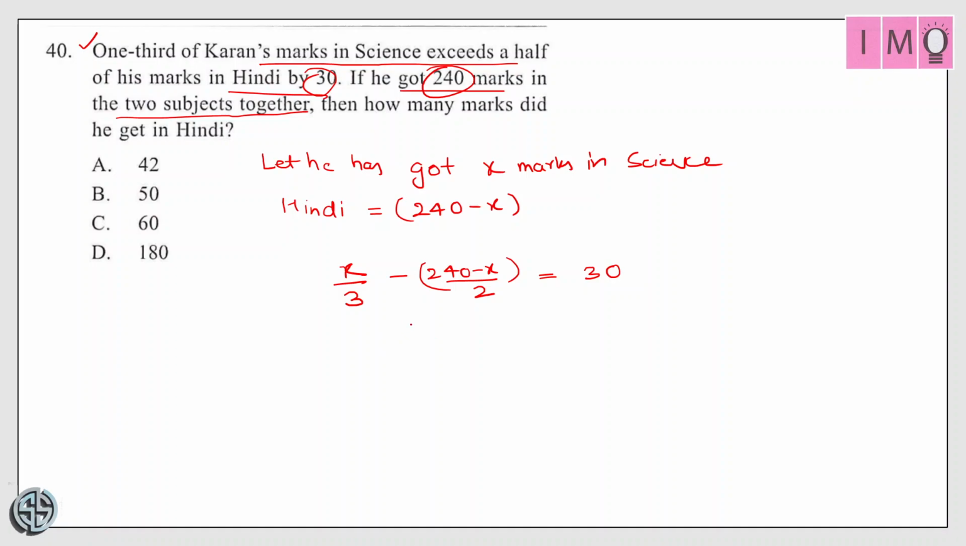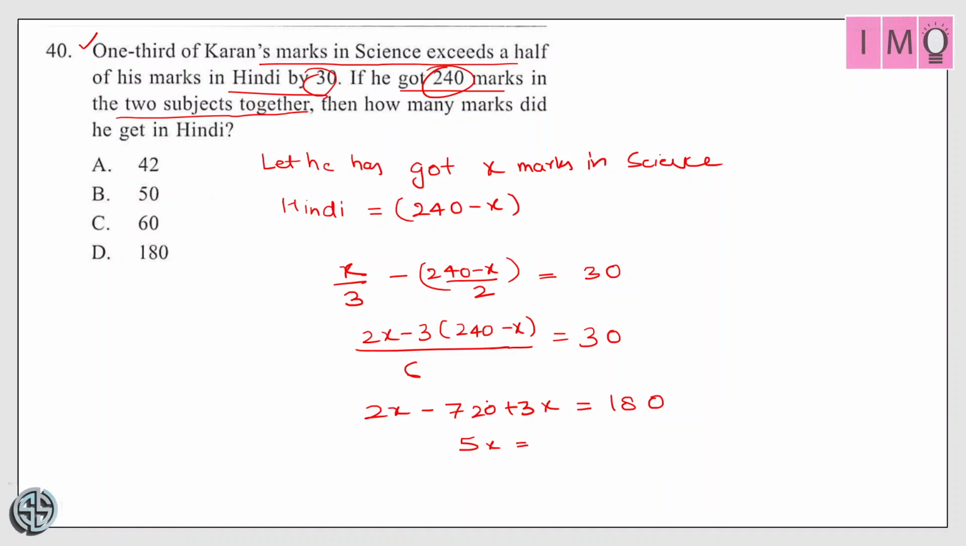So let's solve that. The LCM will be 6, right? And when you solve further, you will get 2x minus 3 into 240 minus x, and this will become 30. You solve 2x minus 3 into 240, you will get 720, minus of this will become plus 3x, and 6 into 30 you will get 180, right? Now when you solve further, you will find 2x plus 3x as 5x, and 720 when it goes to that side comes as plus 720, and 180 when you add you will get 900. When you divide it by 5, you will get the answer as x equals 180.